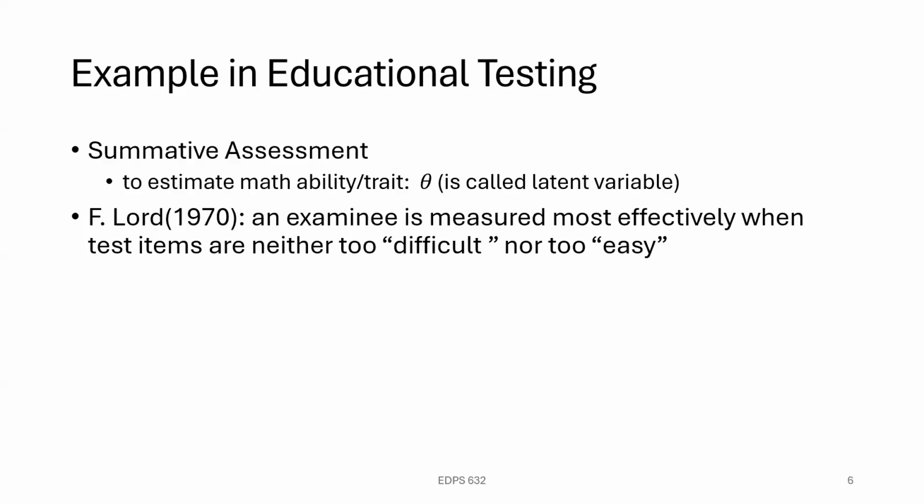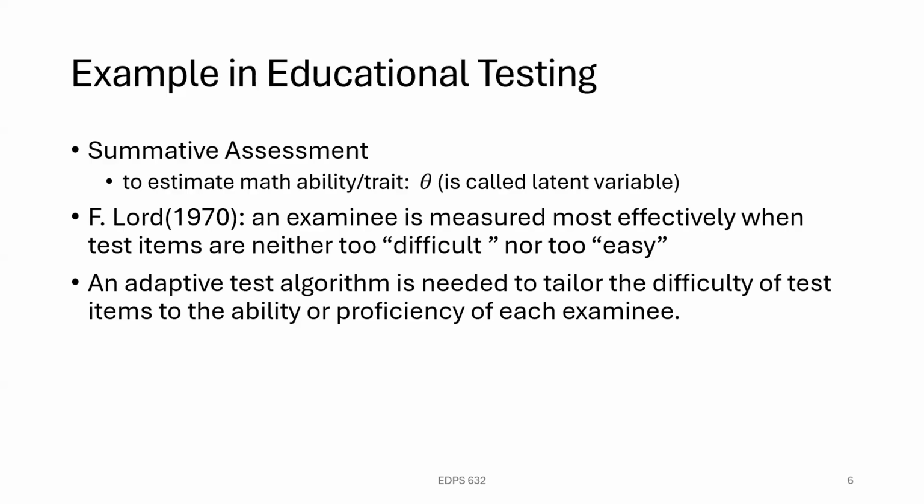According to Fred Lord's law, an examinee is measured most effectively when test items are neither too difficult nor too easy. So in order to develop an algorithm, we need to have models, a measurement model and a testing model, and we need to have an item bank, and then we can tailor the items to the student's performance, something like proficiency.